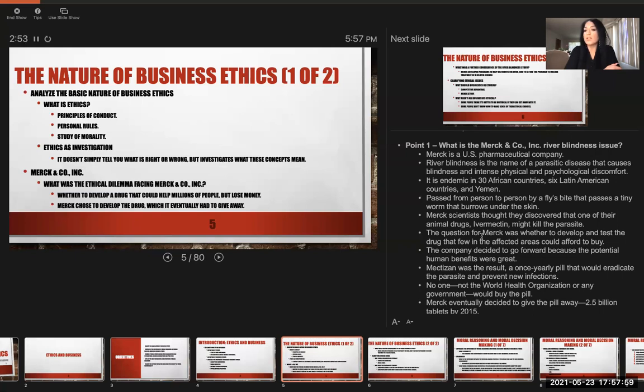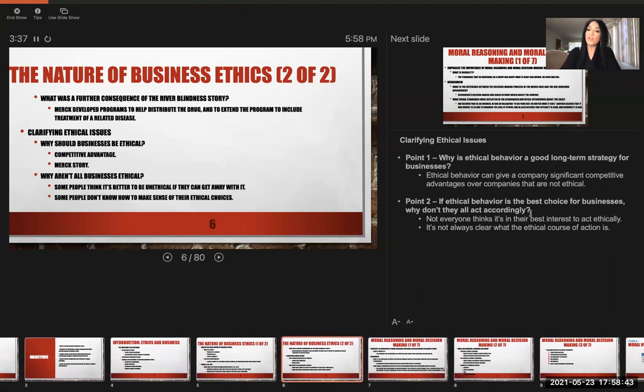Merck scientists thought that they had discovered that one of their animal drugs, ivermectin, might kill the parasite. The question for Merck was whether to develop and test a drug that few in the affected areas could afford to buy. The company decided to go forward because the potential human benefits were great. Mectizan was the result, a once-a-year pill that would eradicate the parasite and prevent new infections. No one, not the World Health Organization or any government, would buy the pill. Merck eventually decided to give the pill away, 2.5 billion tablets by 2015.